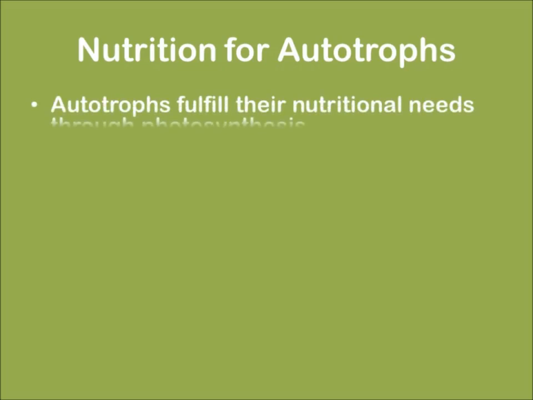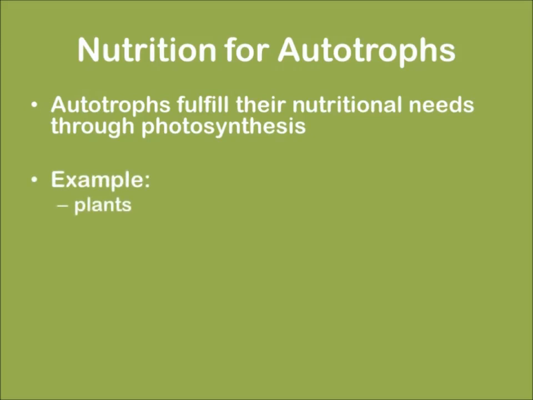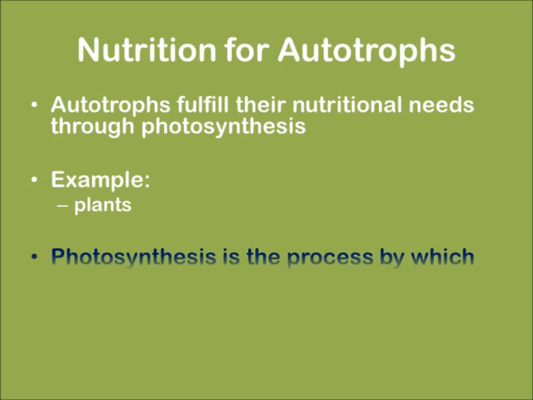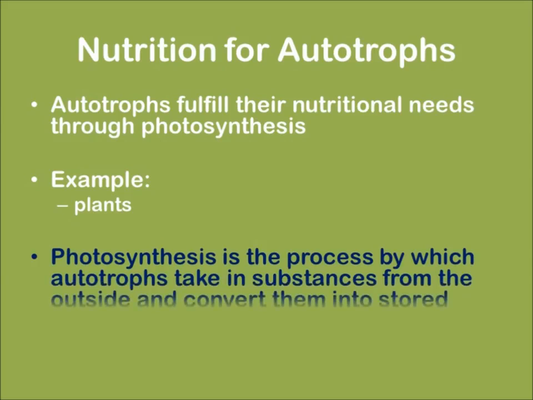Now let us learn the nutrition for autotrophs. Autotrophs fulfill their nutritional needs through a process known as photosynthesis. For example, plants. Defining photosynthesis, it is a process by which autotrophs take in substances from the atmosphere and convert them into stored forms of energy. Now, let us study photosynthesis in detail.